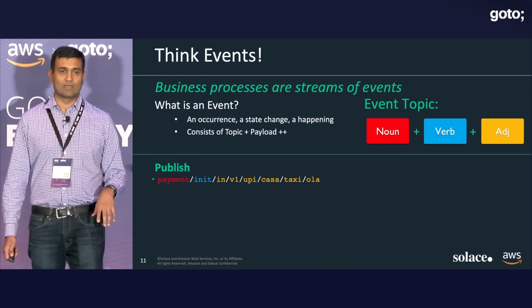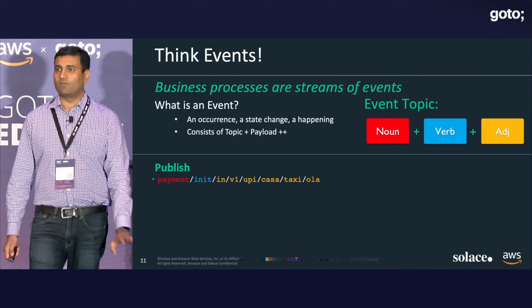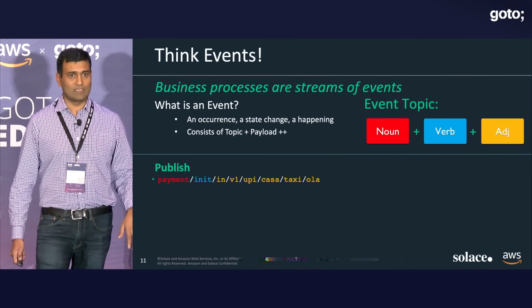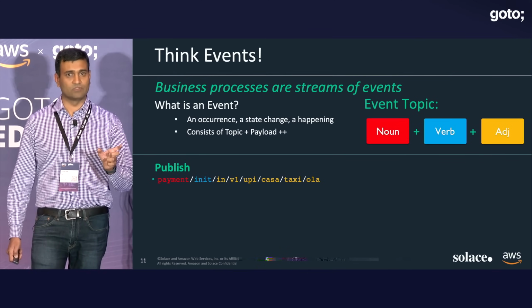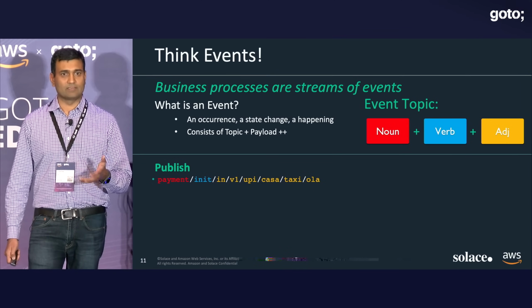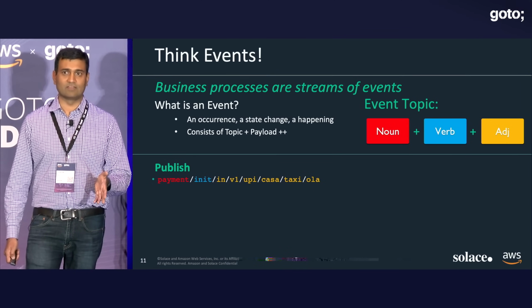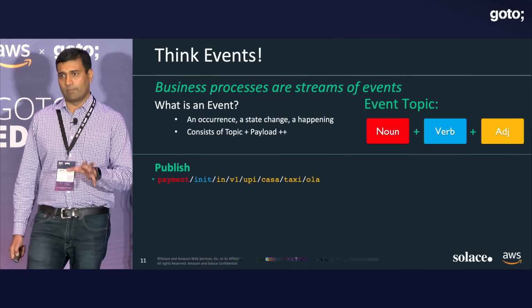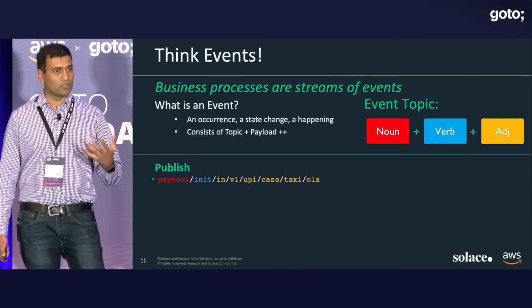Right? So here, as you can see, this is a typical example of an event, and in red, what you see is the payment name. So that's an object. Here you are saying payment is an object, and then init is an initialization of it. So what we are saying is payment is initiated. That's the kind of event that you have.